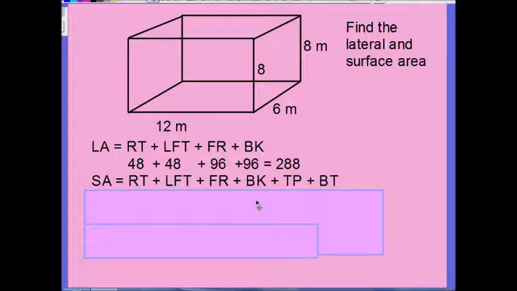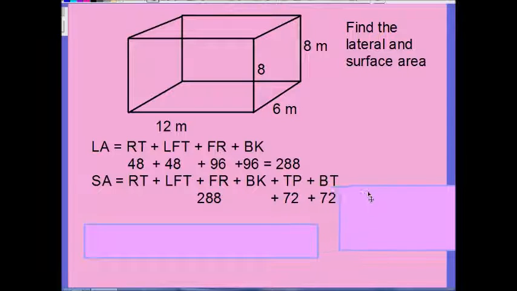Now, for our surface area. The surface area is the area of all the surfaces. We have the right, the left, the front, the back, the top, and the bottom. All of the surfaces that we have here. So here we go. What we know here is that when we sum up the right, the left, the front, and the back, that gave us 288. Now the top. Again, opposite sides are going to be congruent. So the top has a side of 12 and a side of 6, just like the bottom. 12 times 6 is 72 for the top, 72 for the bottom. And when we sum it, we get 432.